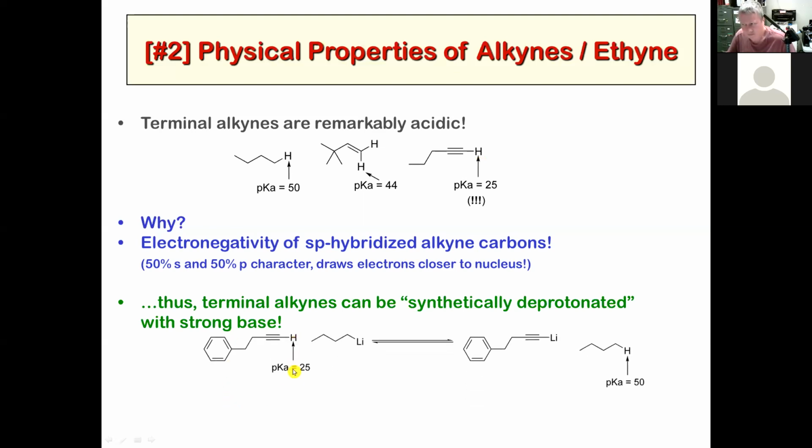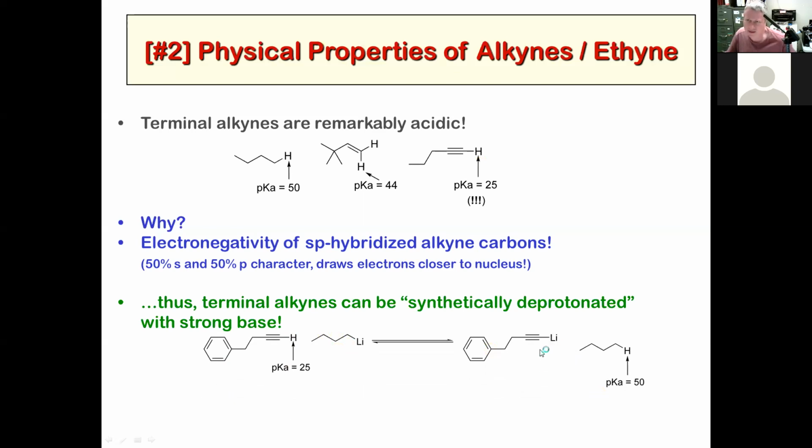So here's an example. A terminal alkyne, rip off the proton. This is an incredibly strong base, one of the strongest bases in the universe. Butyllithium, the strongest base in the universe that we know of. It rips off the proton and makes butane. Butane, a very happy molecule, it's a gas. Now we've got basically an organolithium.